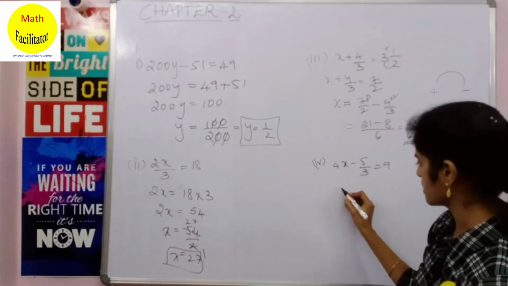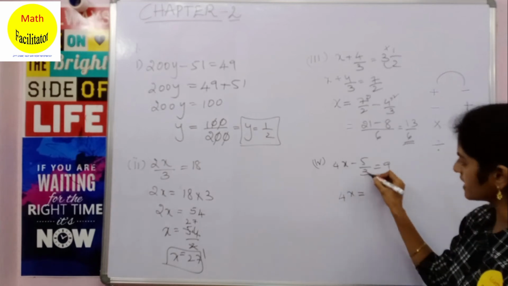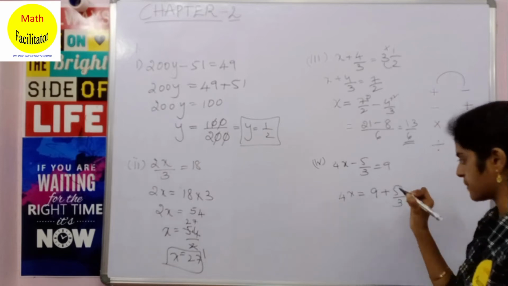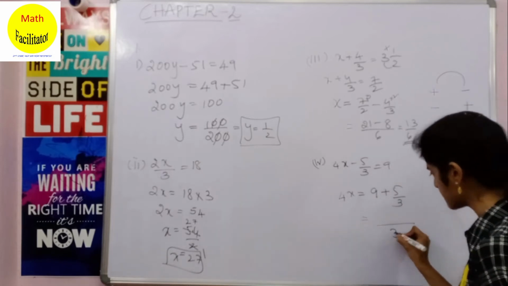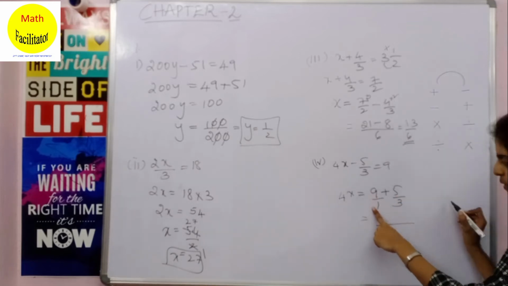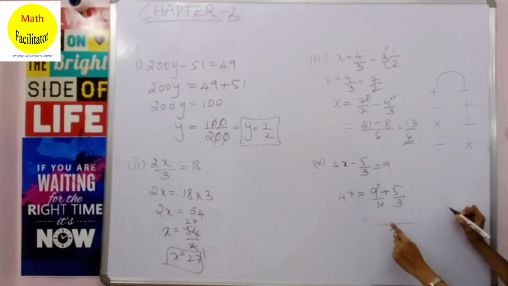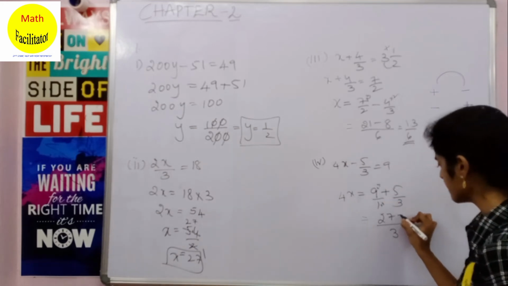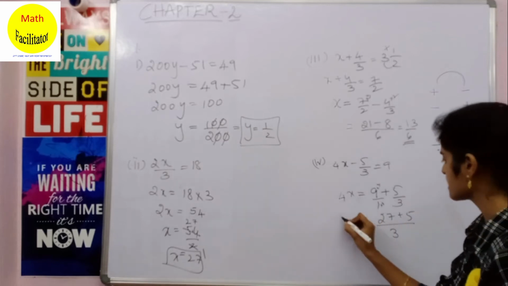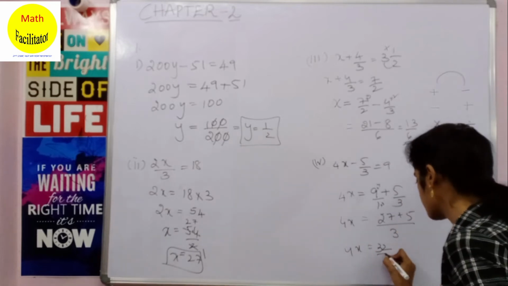Now moving on to the next question, you have 4x minus 5 by 3 equal to 9. So 4x equal to 9, and 5 by 3 you are sending to the other side, so it becomes plus 5 by 3. Clear? Now taking LCM, LCM is 3. You have 9, so 9 is nothing but 9 by 1. So LCM is 3, so it is 9 into 3. Now 9 3s are 27 plus 5, you will write 5 as it is. So this is nothing but 4x. So 4x is 27 plus 5 is 32 divided by 3.